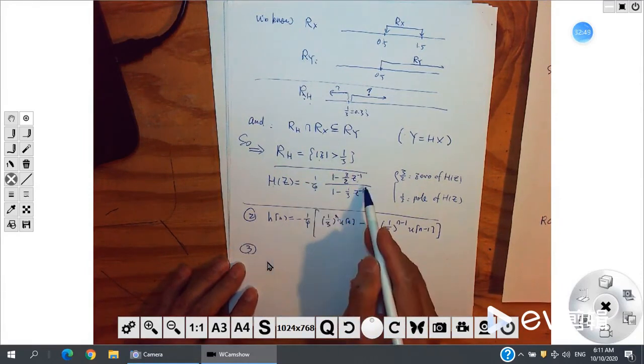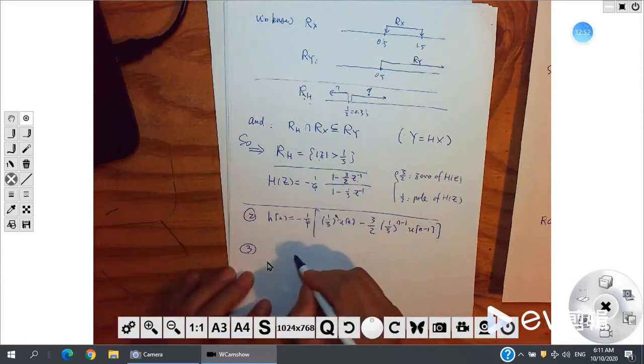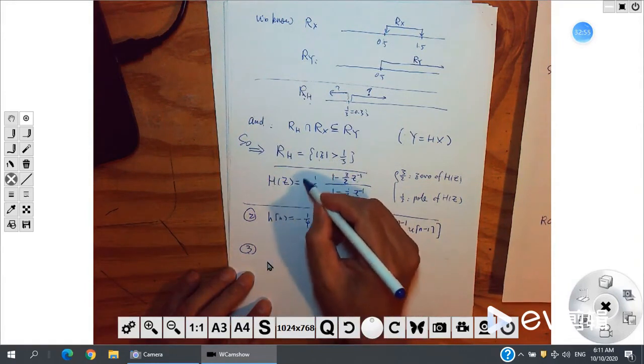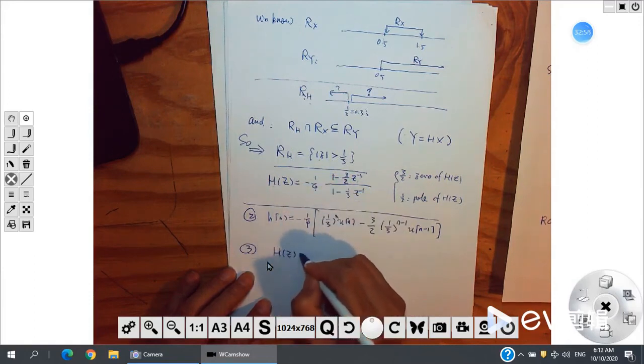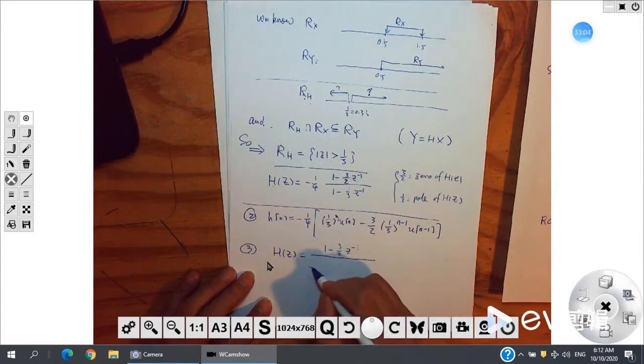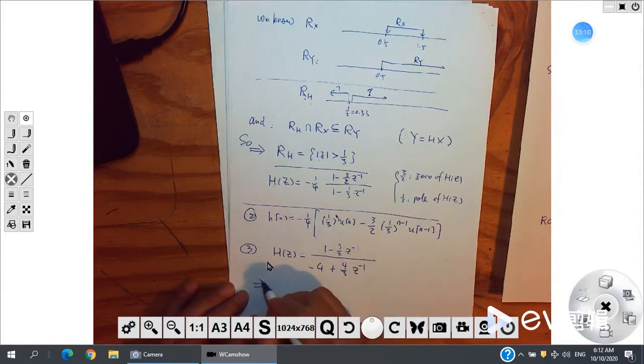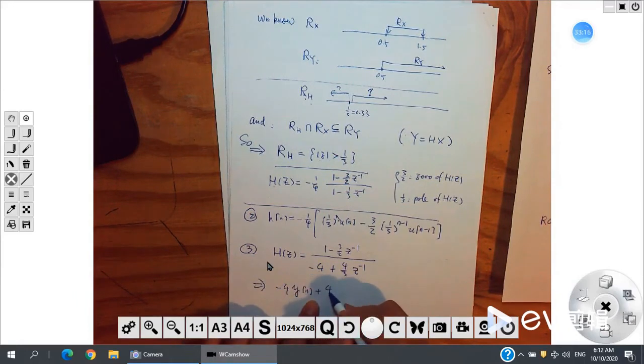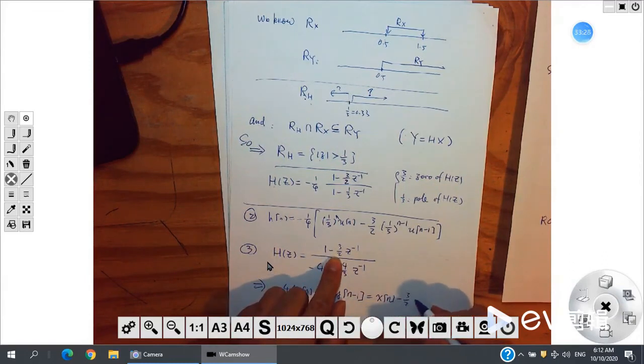And the third one, we want to find the equation. You know H here. So the equation should be, I put this inside, H of z. Let me rewrite it: it is 1 minus 3/2 z to the -1 over -4 plus 4/3 z to the -1. So we have the equation -4 times y of n plus 4/3 times y of n shifted by 1 equals x of n minus 3/2 times x of n shifted by 1. Okay, so this is the equation.